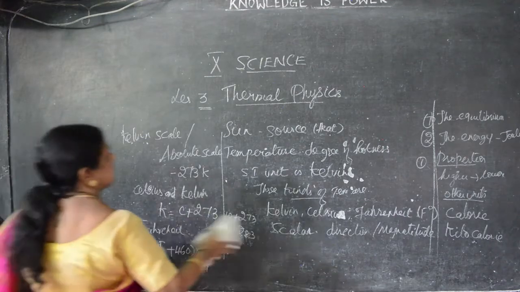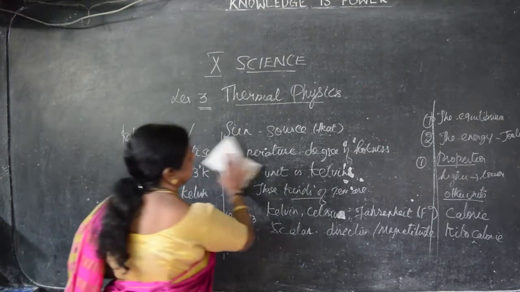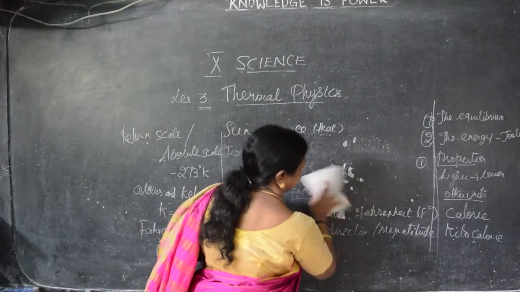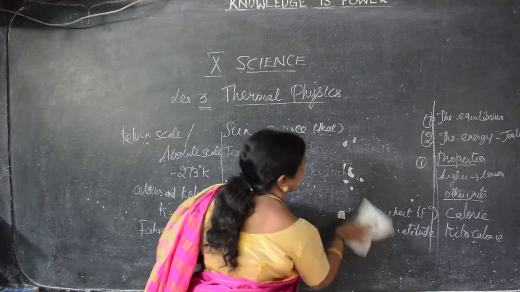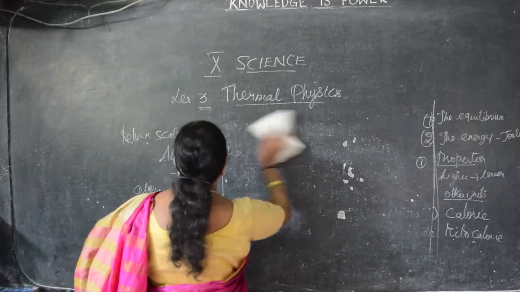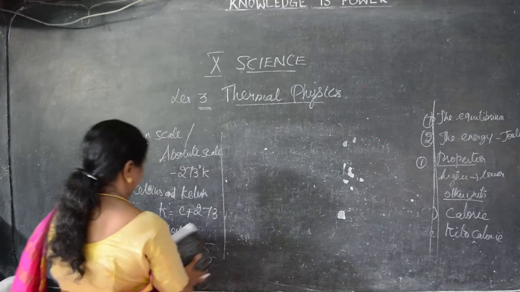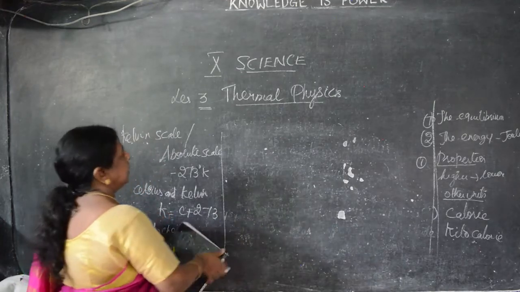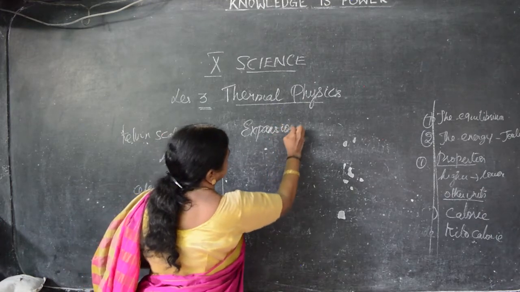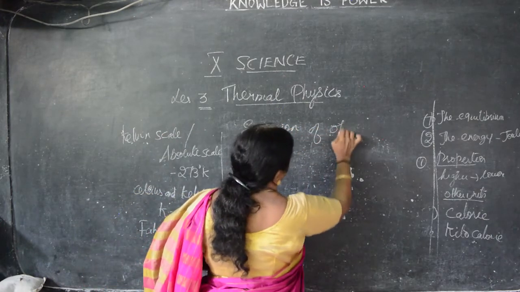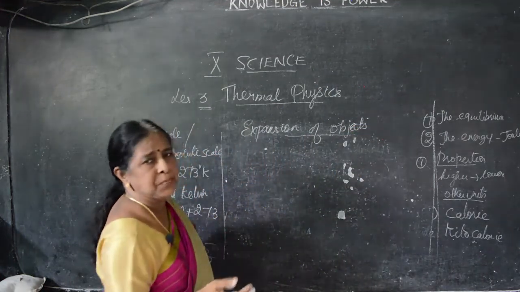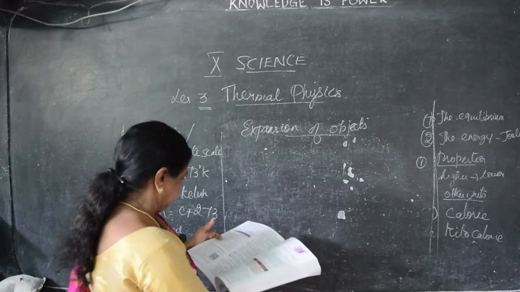What are the three kinds? Because we know well, objects are in three states, that is solid, liquid and gas. So what are the effects of the heat while heating a solid object, a liquid object and a gaseous object? We have to see now. Now we have to see expansion of the object. What are the three states of the object? I said solid, liquid and gas. First we will see solid.